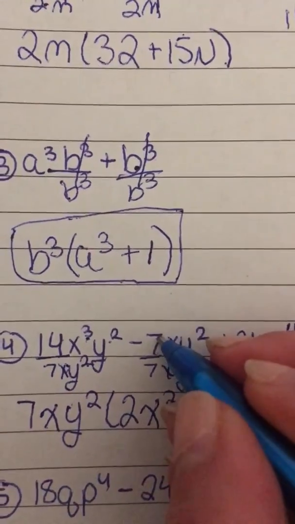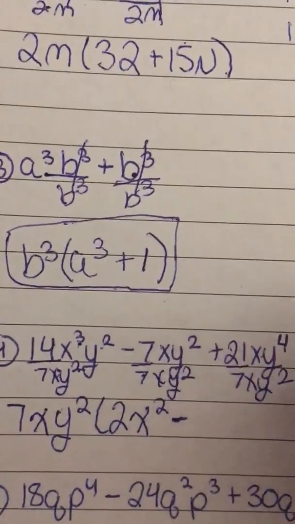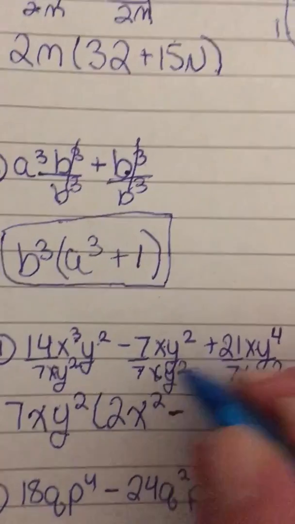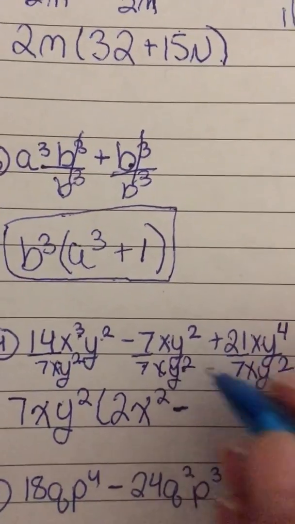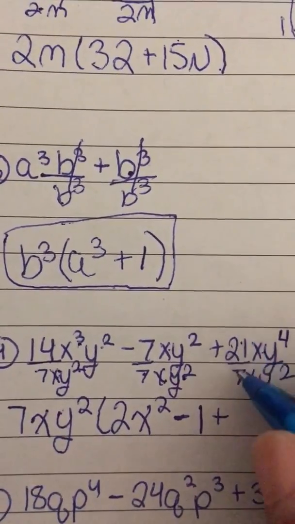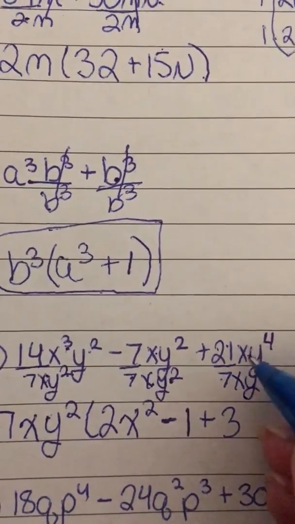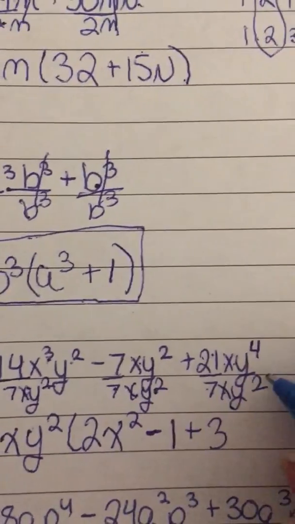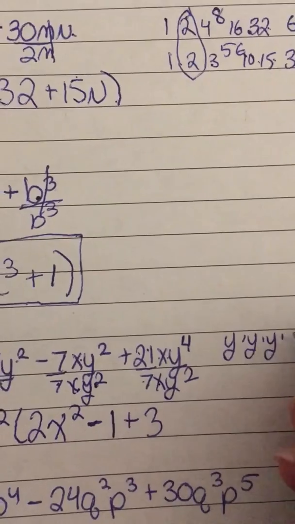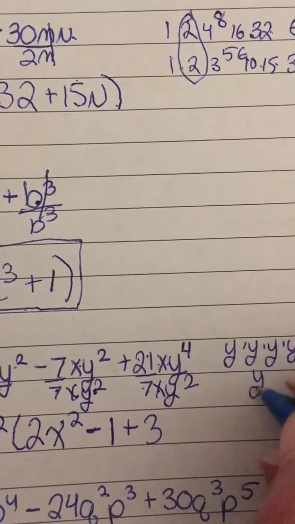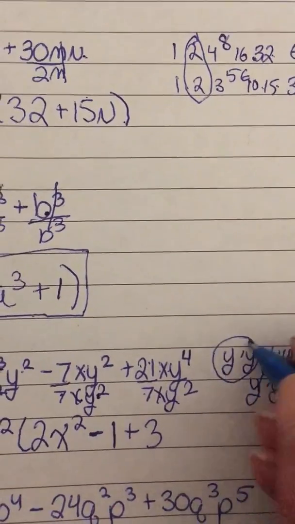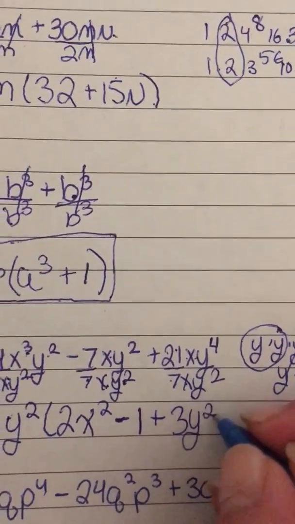Minus 7 over 7 is 1. You don't have to write 1 as a coefficient. But x divided by x is also 1, and y squared divided by y squared is also 1, so we do have to write 1 here. And then plus 21 over 7 is 3. X over x is just 1. And then here you have y to the fourth, so basically you have 4 y's, and you have y squared. So you're canceling out 2 of them, so you're left with y squared.